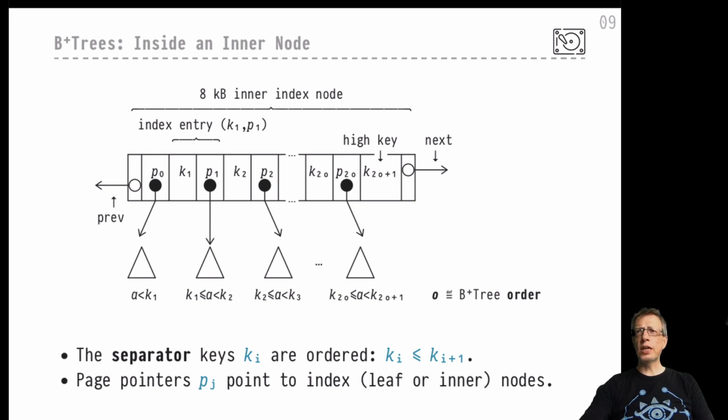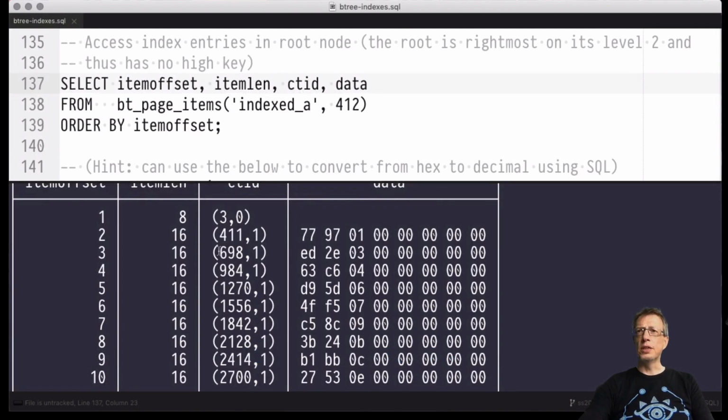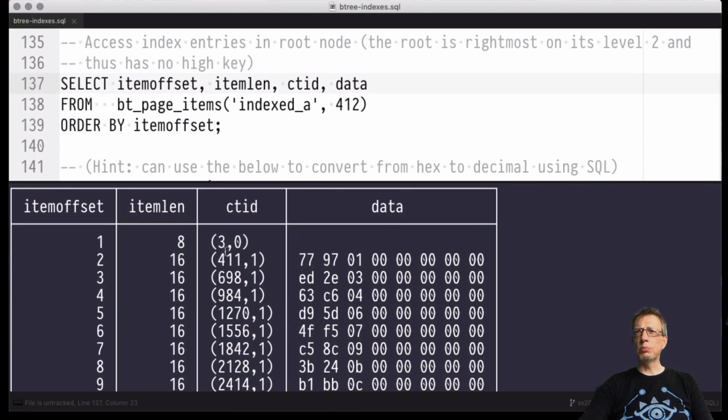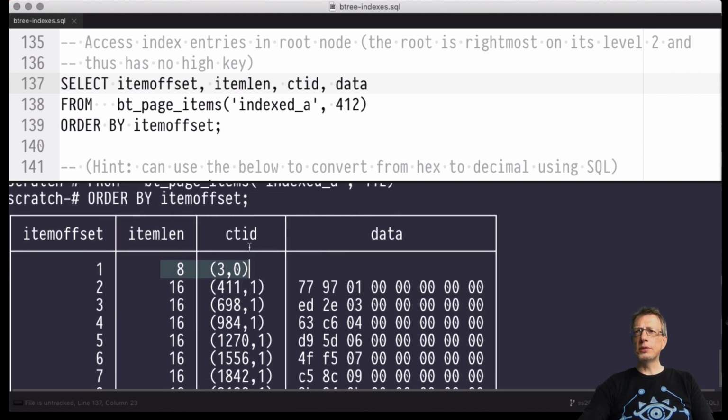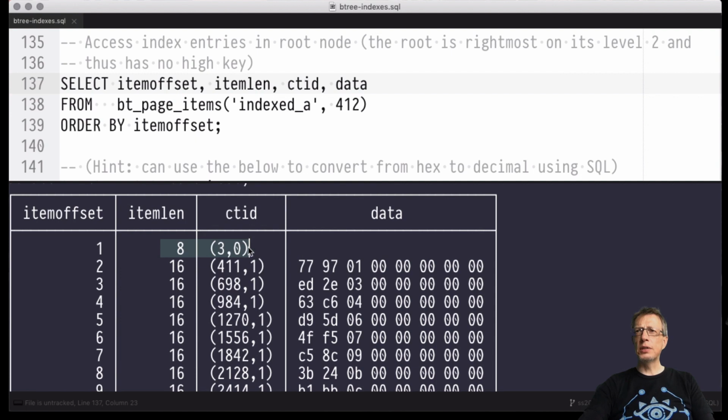And that's indeed what we find here in our implementation inside PostgreSQL. This is just the P0 pointer. 8 bytes are sufficient to store that, and it's pointing to a node on level 1 of the B+Tree that is held in page 3.